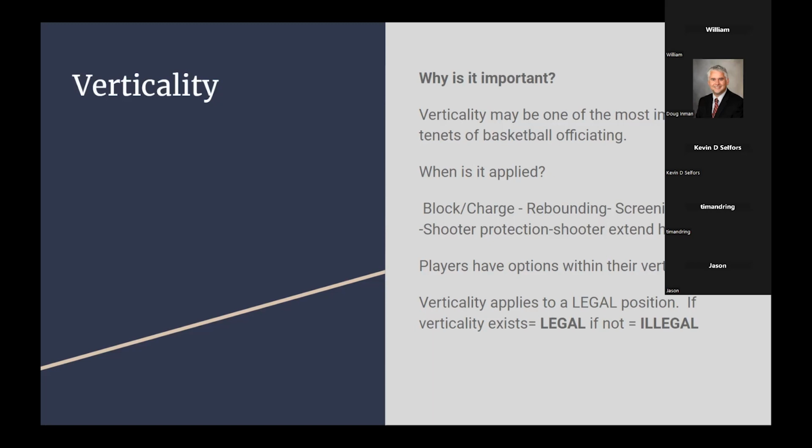A lot of times, I don't know if any of you have experienced this, but a kid or player will just stick their hand out to the side as the ball handler's going by and let the ball handler hit their extended arm, and they look at you and say, "Oh, I'm just standing there." Yes, you were standing there with your arm extended out to the side, not in a vertical plane. So that's part of verticality as well.